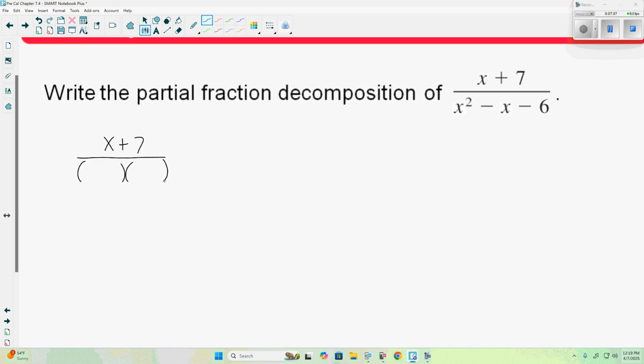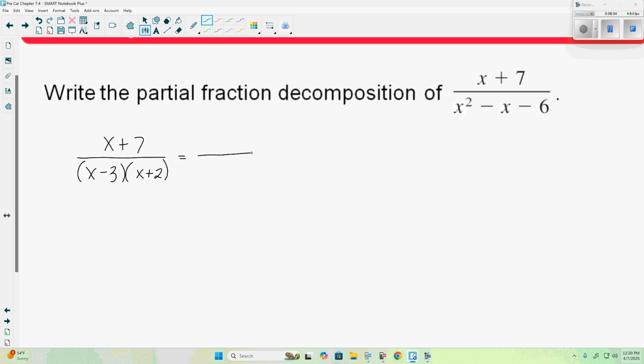Okay. So we're going to factor the denominator, x squared minus x minus 6. Now this here is going to factor to x minus 3 times x plus 2. We factor the bottom as far as it'll go. Okay? Now we're going to list out all the factors, each as a denominator of its own.